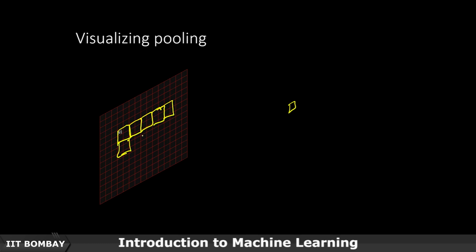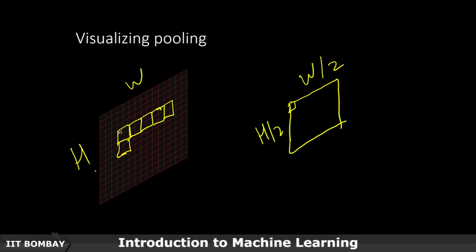As you can see, the number of yellow squares is going to be 2 by 2 less than the number of red squares. So the feature map that we will get is going to be w by 2 and h by 2, where this is w and this is h. That is called a 2 by 2 max pooling. You can also have 3 by 3 max pooling, where the size reduction is even further.